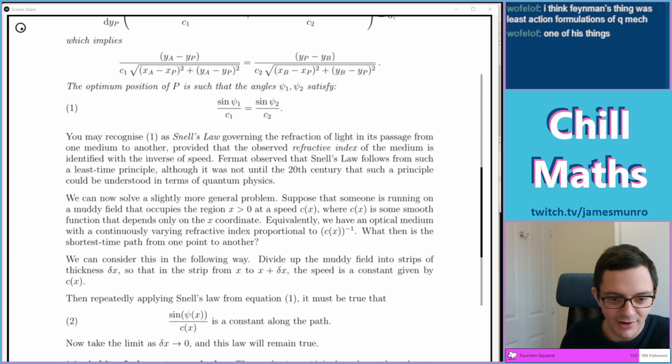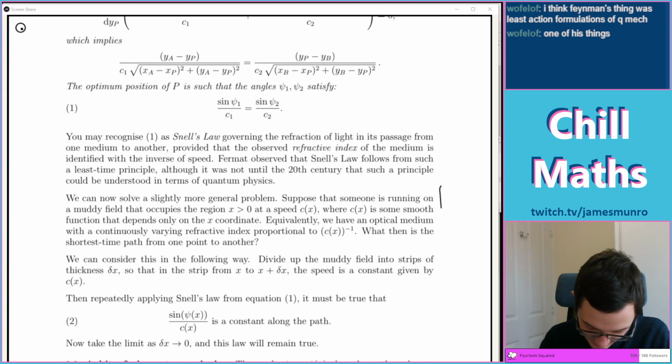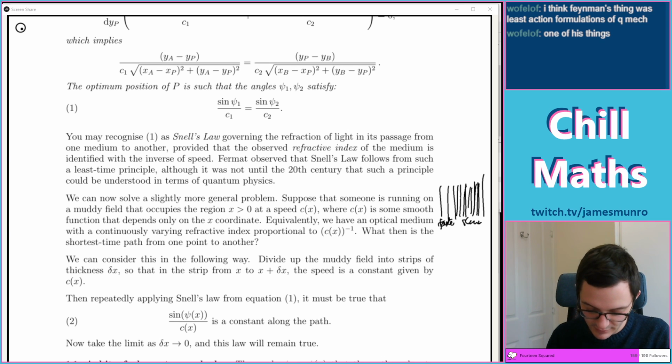Muddy field problem. Okay, I've seen the muddy field problem before, so I'm excited by this. Running on a muddy field that occupies the region x equals 0 to x equals c of x. So their speed, instead of having a big strip of beach and a strip of sea, it's more of a continuous transition where this bit is slower, but then it's faster over here. No, maybe the other way around. Faster, slower, but like a gradient or something. Yeah, continuously varying refractive index.